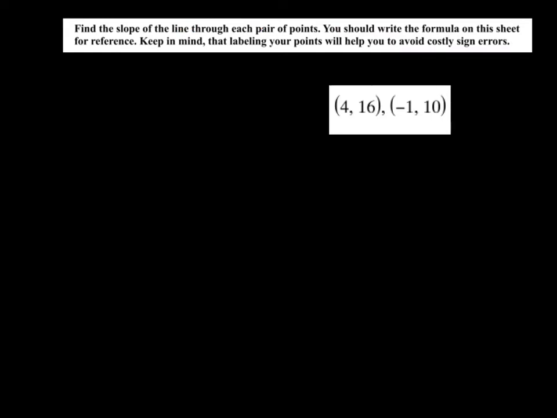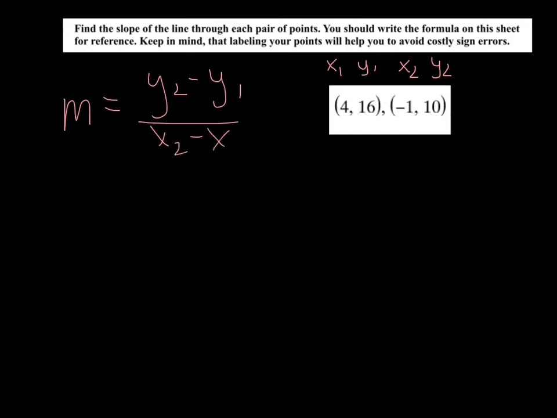Find the slope of the line through each pair of points. You should write the formula on the sheet for reference, right? And keep in mind that labeling your points will help you to avoid costly sign errors. That being said, let's go ahead and label our points, x sub 1 and so on. You go ahead and press pause now. Label yours on your paper. The next thing I suggest was writing the slope formula. So slope equals y2 minus y1 over x2 minus x1. This will be very helpful because now basically the rest of this is simply copying.